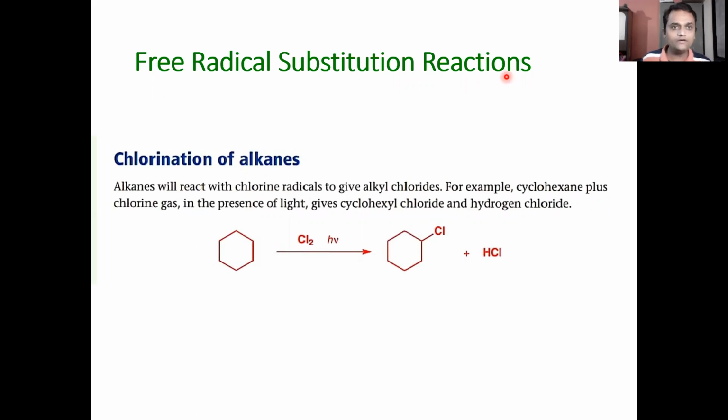And our first reaction is chlorination of alkanes. Alkanes will react with chlorine radicals to give alkyl chlorides. For example, cyclohexane plus chlorine gas in the presence of light gives us cyclohexyl chloride and hydrogen chloride. Okay, so this reaction is a photochemical reaction, which is chlorination of alkanes.